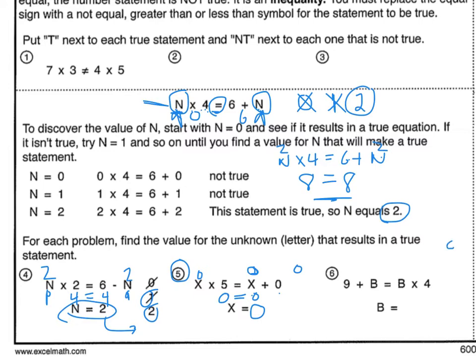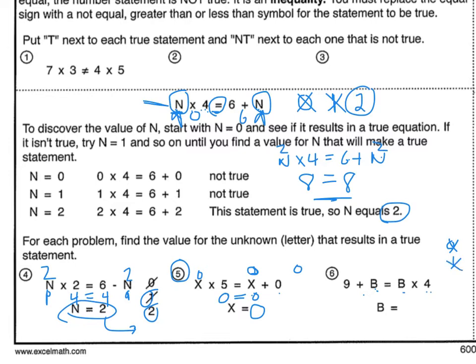So let's go through numbers here. We'll start with 0. If I plug in 0 to b, 9 plus 0 is 9. 0 times 4 is 0. 9 is not equal to 0, so 0 doesn't work. Now we try 1. 9 plus 1 is 10. 1 times 4 is 4.